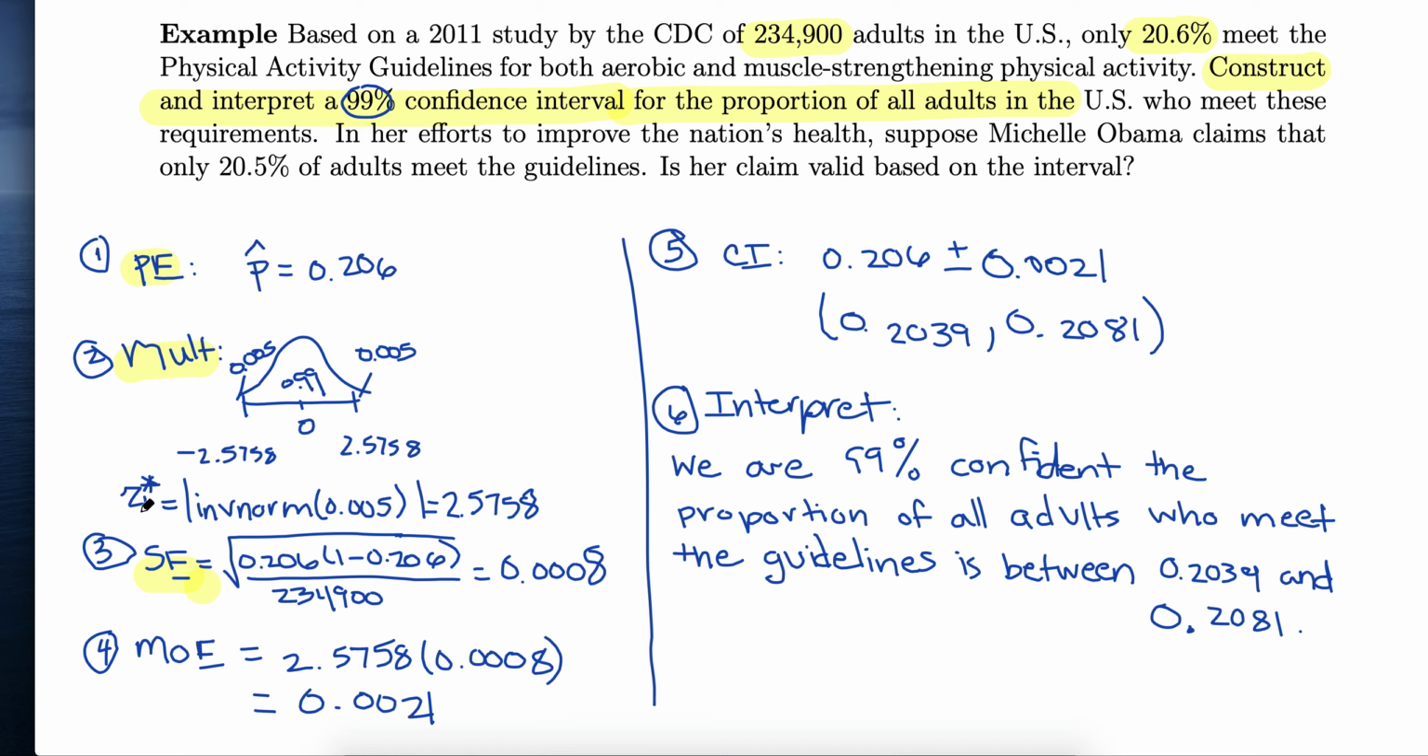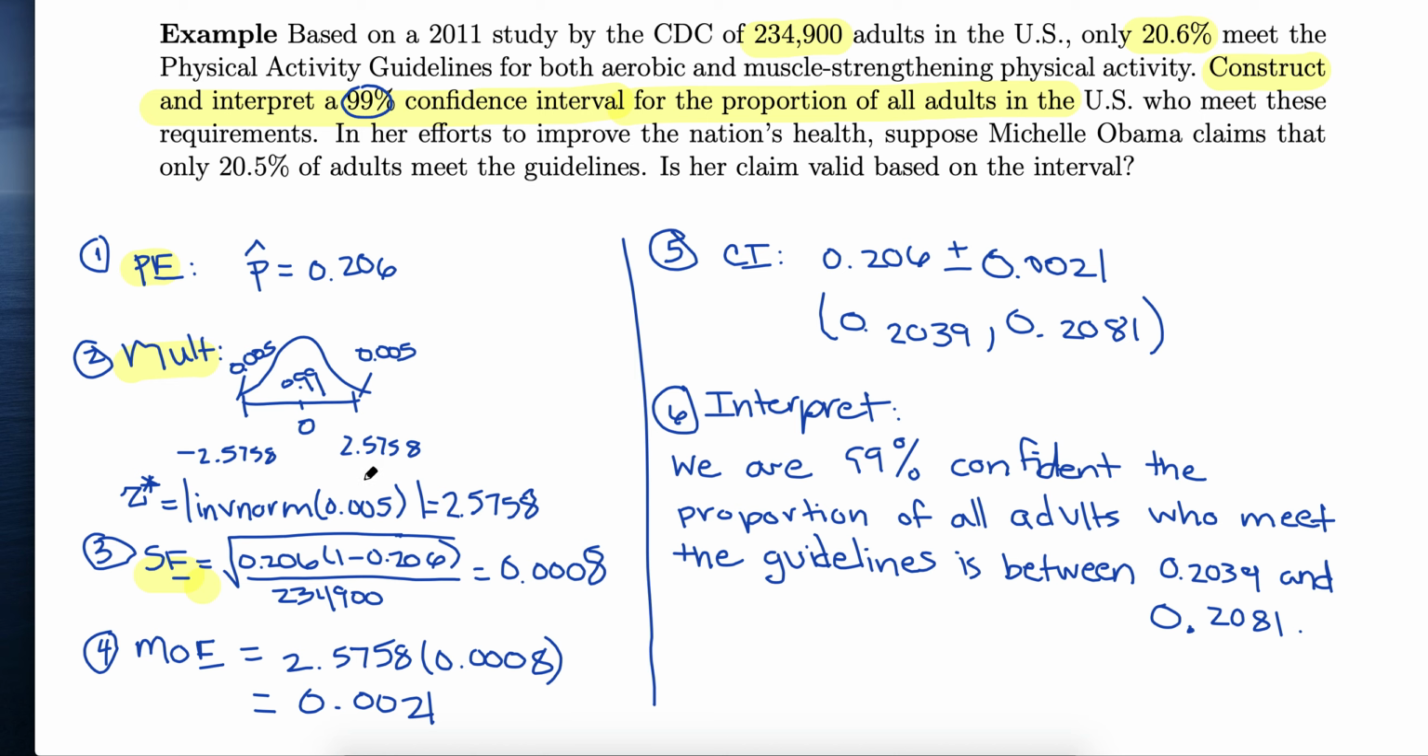So our multiplier is going to be the inverse norm. And if I want to find this version of it, the area to the left is 0.005. So 0.005. That'll give me the negative number. We said always report it as positive. Or if you want to go straight for the positive, the area below that would be 0.995. So you could do inverse norm of 0.995. Get the same place either way.